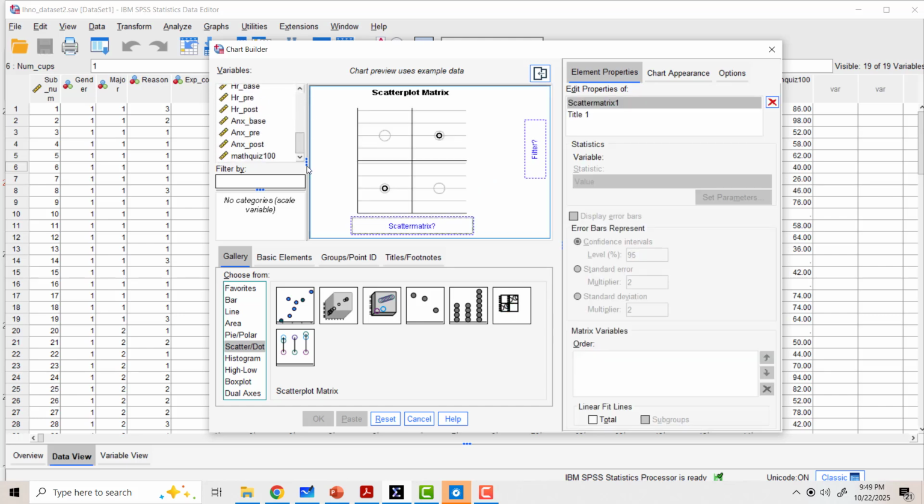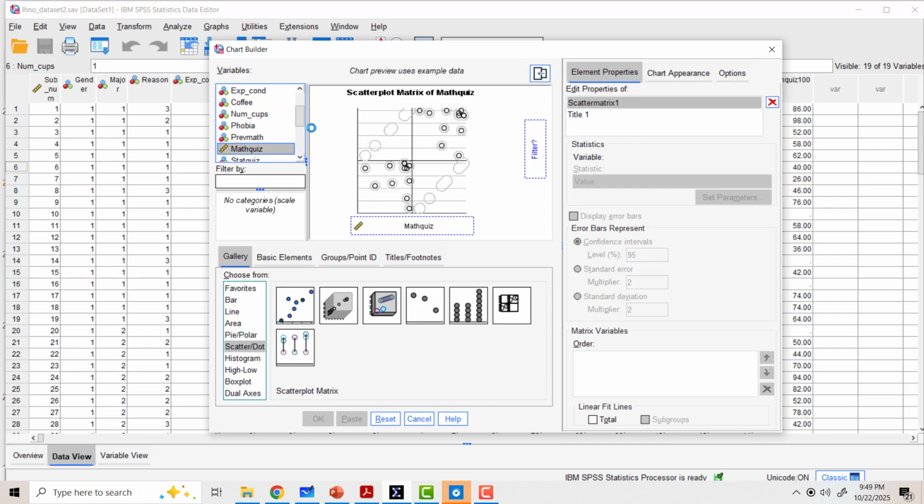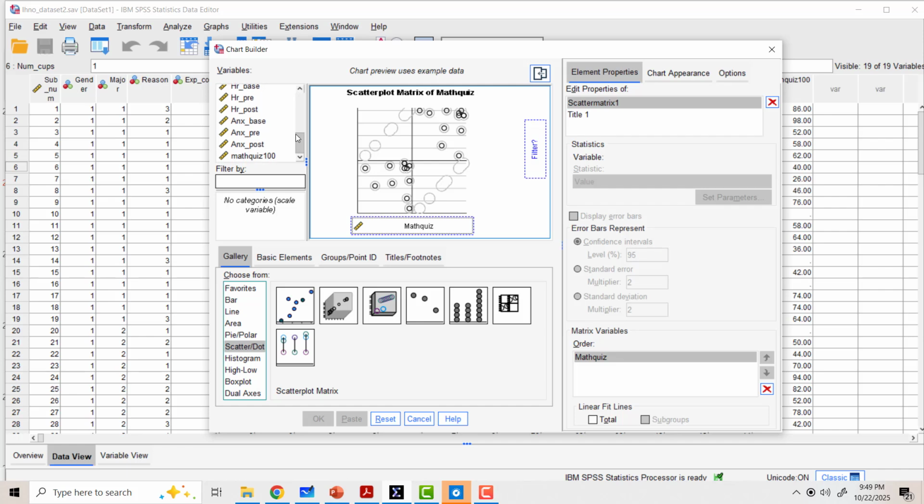Now, you can't see too many variables in the matrix. But let's stick with what we had in the slides, and we'll go with the basic math quiz. I want to have them all selected at the beginning actually. So we'll have heart rate pre and heart rate post and two of the anxiety measures, base and pre. Let's just throw them all in here.